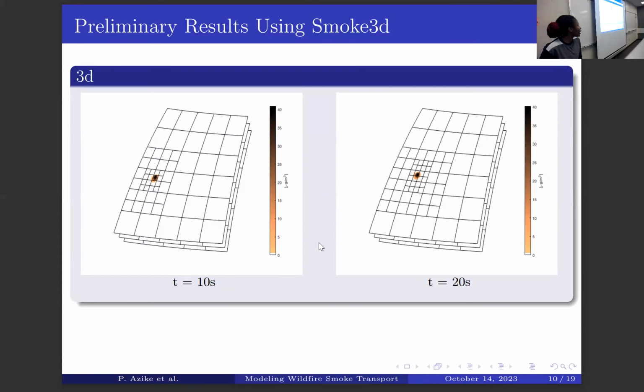And then here's our extruded mesh in 3 dimensions. And so we have the concentration. And then the color bar: the darker color simply represents where we have higher concentrations, and the lighter color is where we have lower concentrations at that particular point.